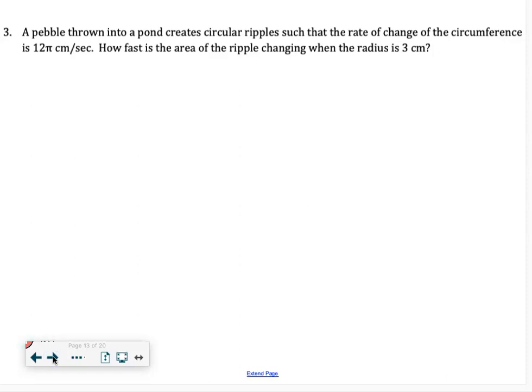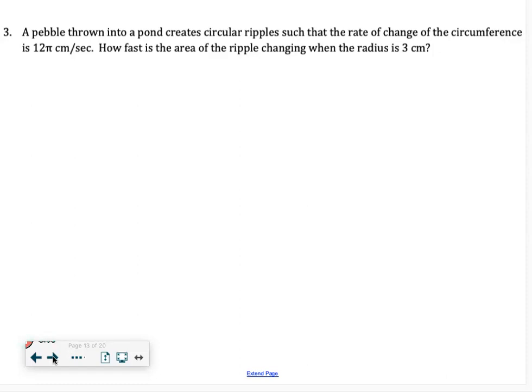So number 3. A pebble thrown into a pond creates circular ripples such that the rate of change of the circumference is 12 pi centimeters per second. How fast is the area of the ripple changing? So I guess we're just talking about one ripple when the radius is 3 centimeters.